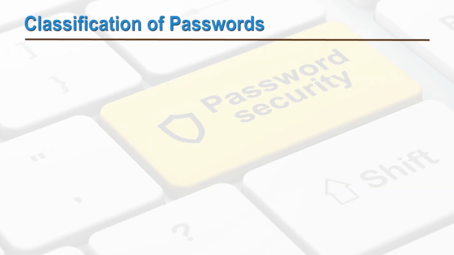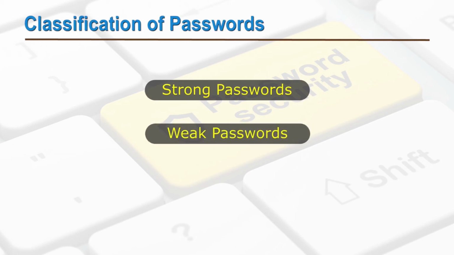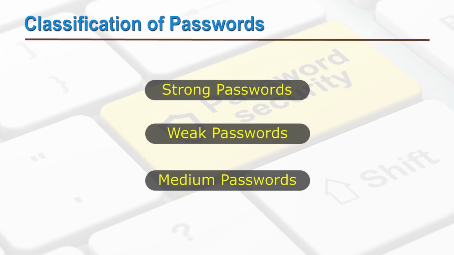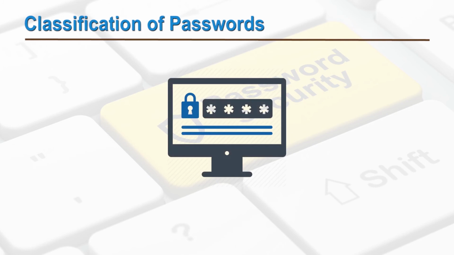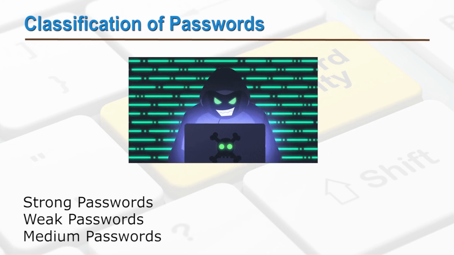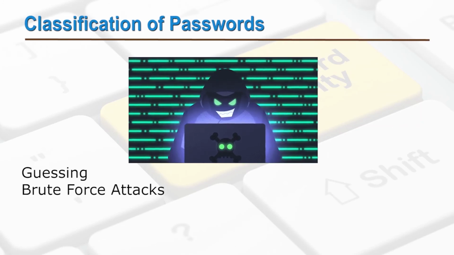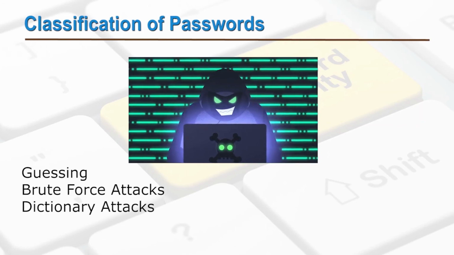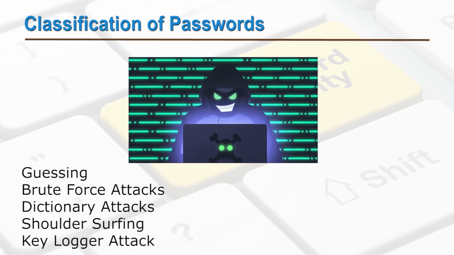According to password generators, passwords can also be further classified into three types. They are strong passwords, weak passwords, and medium passwords. Even though the passwords can be strong, weak, or medium, they are one of the very poor forms of authentication because they can be easily cracked or hacked with the following attacks. These are known as attacks on passwords. They are guessing, brute force attacks, dictionary attacks, shoulder surfing, and keylogger attacks.